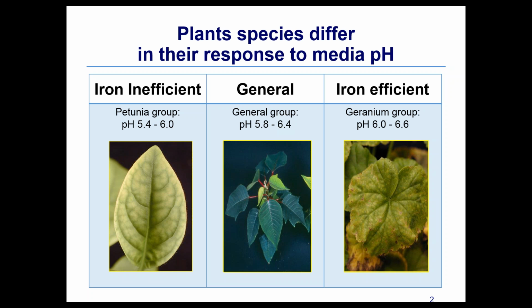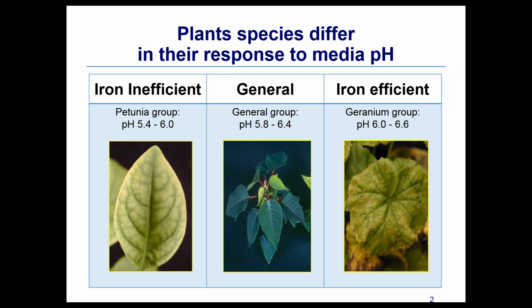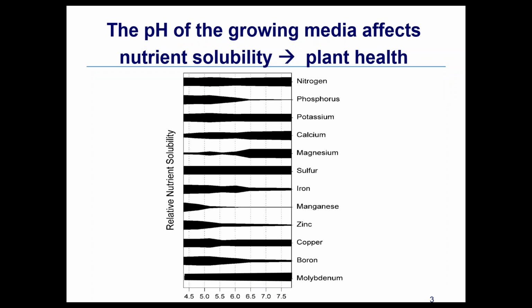So the first thing we need to know is that plant species differ in their response to media pH. When you think, I'm growing this plant, you want to know whether it is in the iron inefficient group, the iron efficient group or the general group, because that's going to help you identify problems or even prevent them from occurring. As you're going to hear throughout the presentation, a lot of what I'm going to talk about is pH, because when we talk about iron, pH plays a major role.